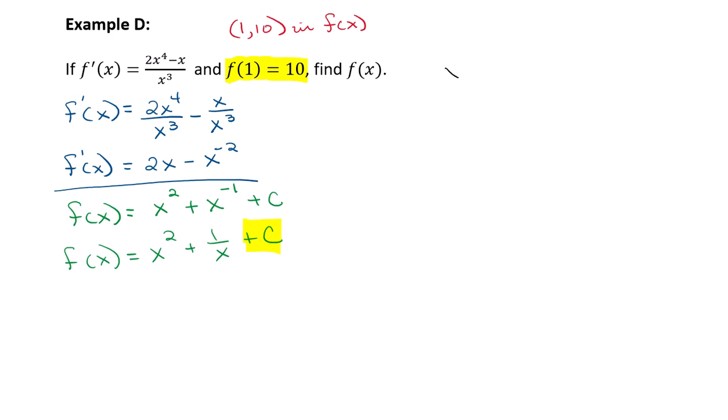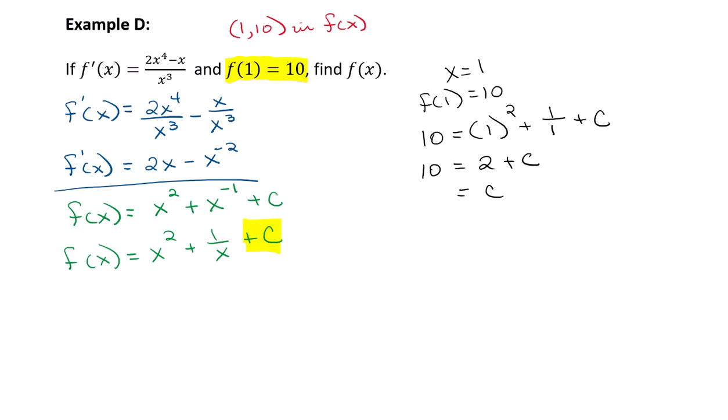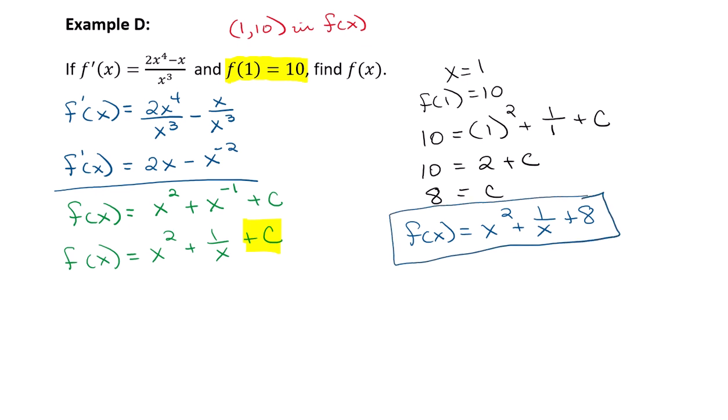We know that if x equals 1, then f of 1 equals 10. So we would get 10 equals 1 squared plus 1 over 1 plus c. So 10 equals 2 plus c, so c equals 8. Now we have our final function. F of x equals x squared plus 1 over x plus 8. If they give you a point, the c is no longer arbitrary.